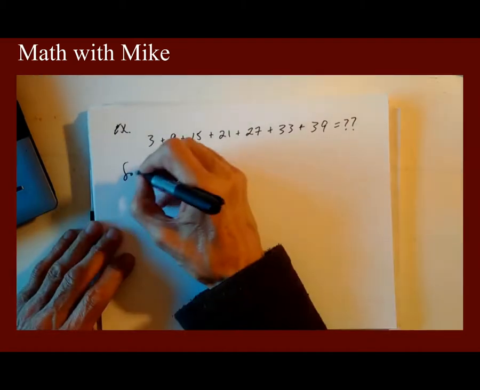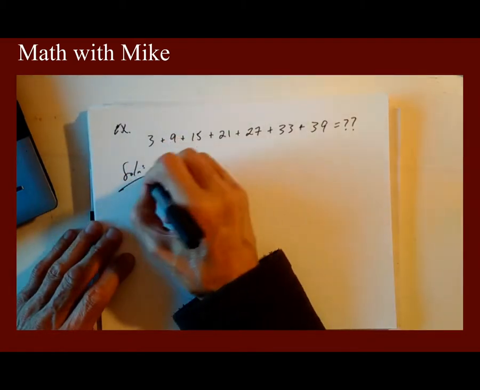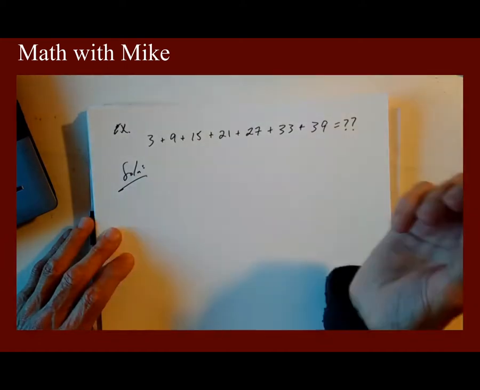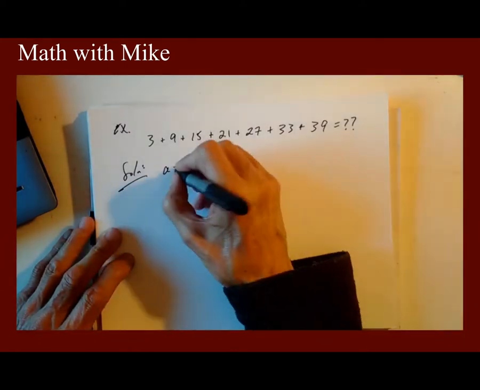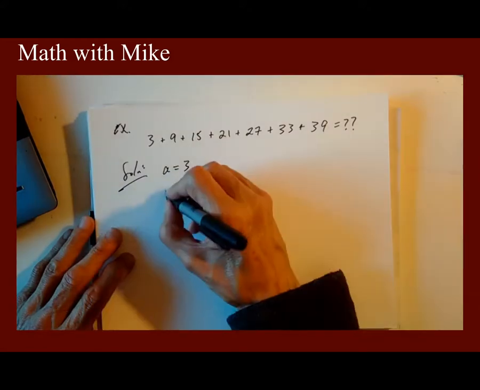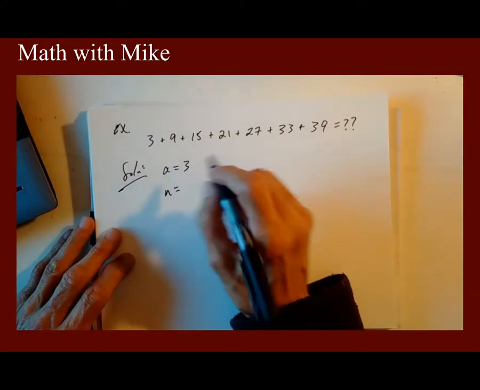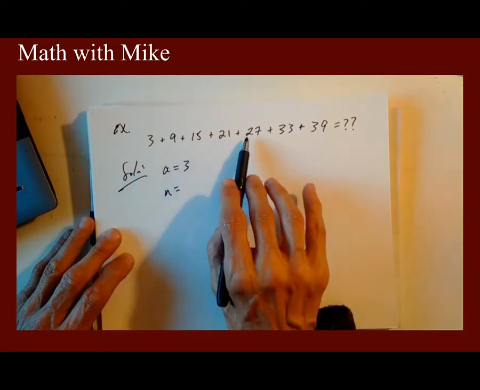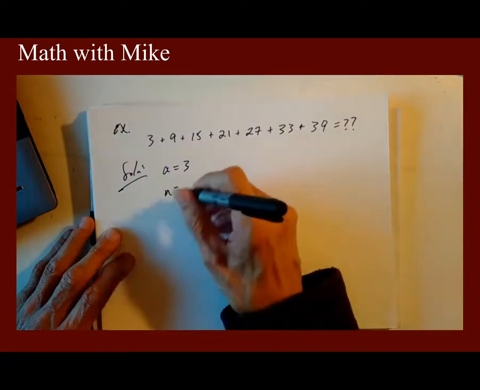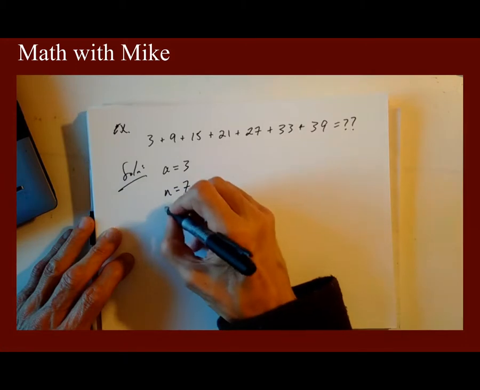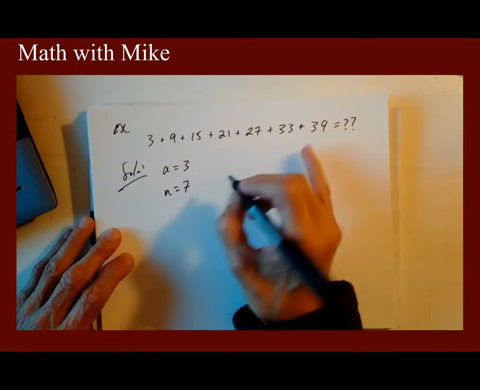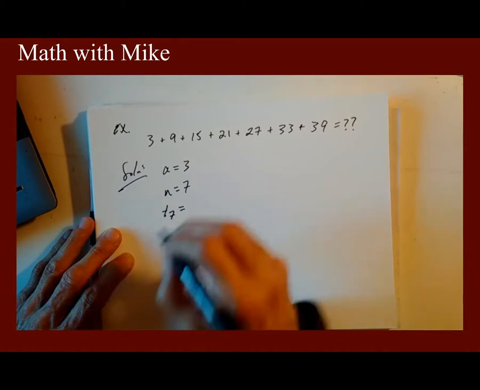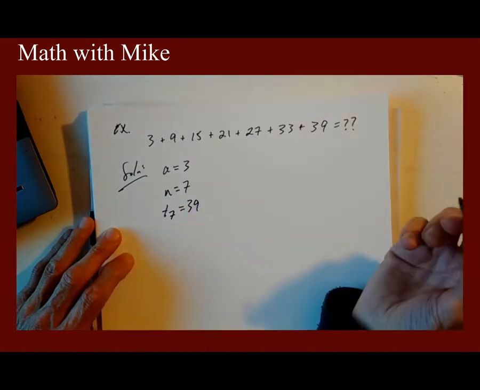But here we go. This is how it's going to look. That says solution in a creative shorthand sort of way. So I know that A is equal to 3. I know that N is equal to 1, 2, 3, 4, 5, 6, 7. Know that the value of the last term is 39.